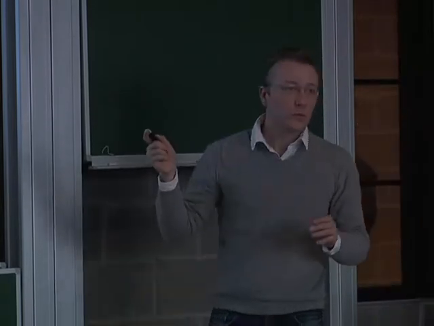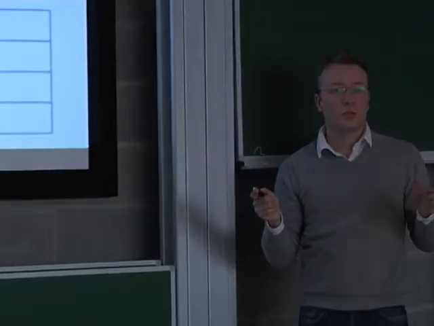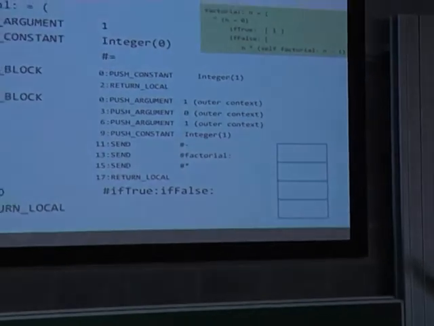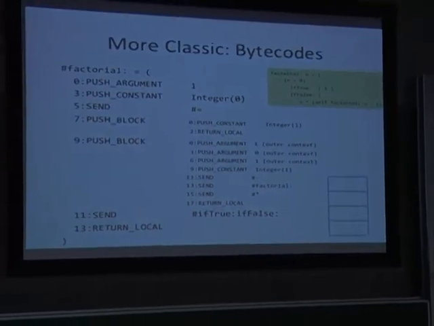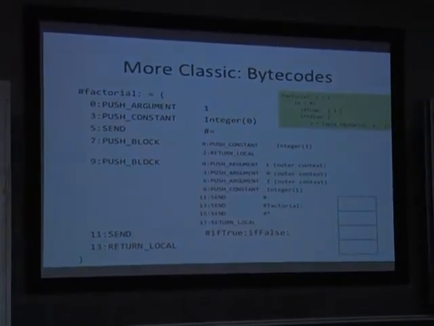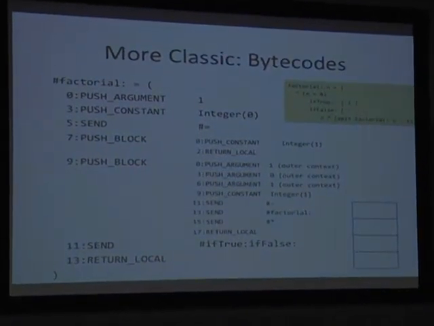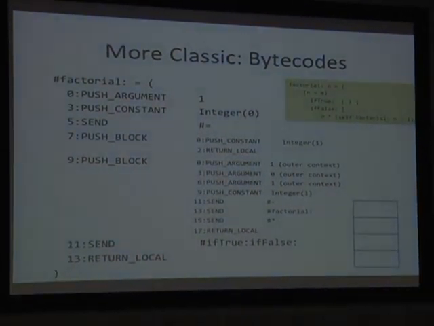So the idea is, if you want to implement an interpreter, the classic thing to do is to build a set of bytecodes and then have a stack machine to interpret those bytecodes. So if you actually compile the factorial to a very, very simple bytecode set, in Smalltalk I think we need something like 16 operations. Some of them are pushing arguments from the function, pushing constants, doing the actual send, and then special things like pushing a block and returning from a function.